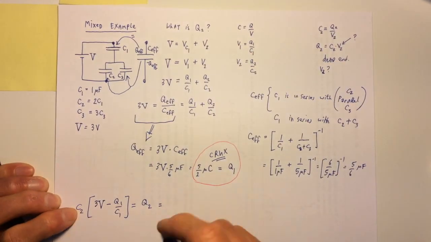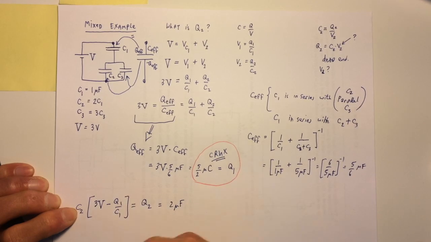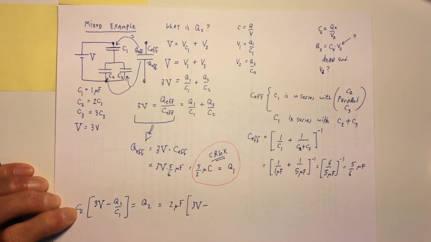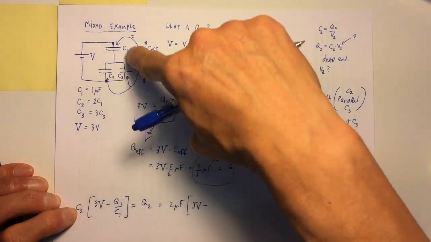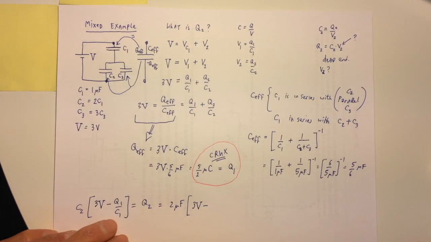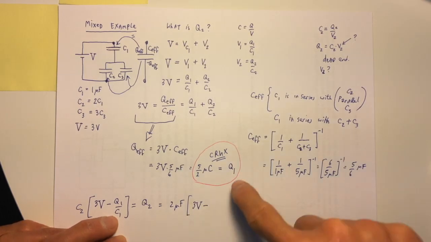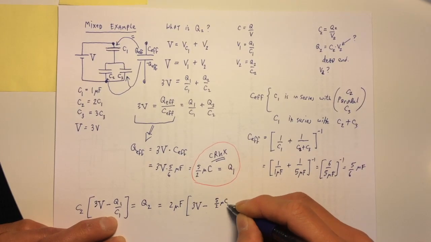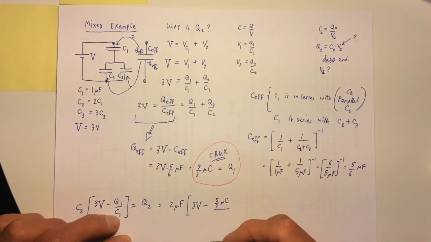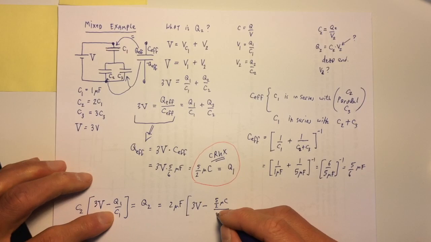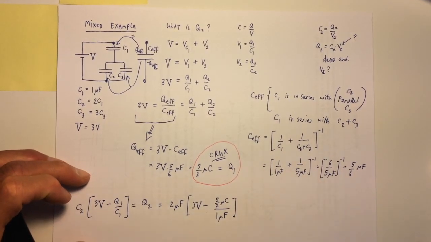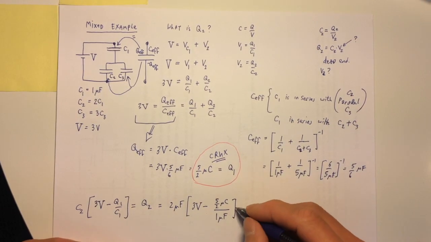So C2 is 2 microfarads. I've got 3 volts minus, this is the potential difference across C1 actually. So the potential difference across capacitor number 1 is 5/2 microcoulombs divided by C1, which is 1 microfarad. That's the difference there. And that's what Q2 is, and I'll just keep going.